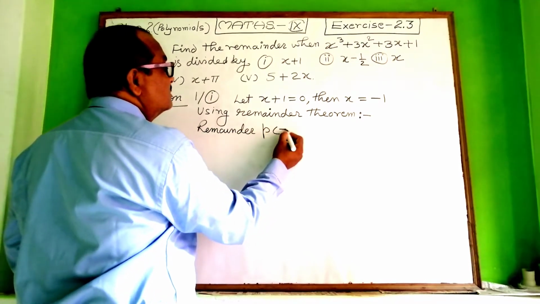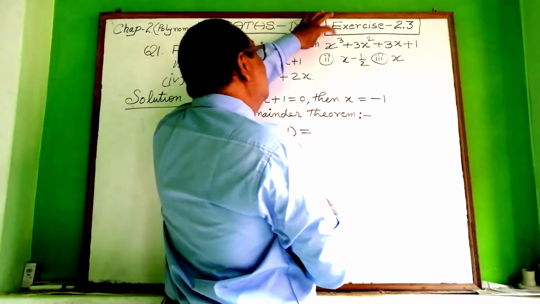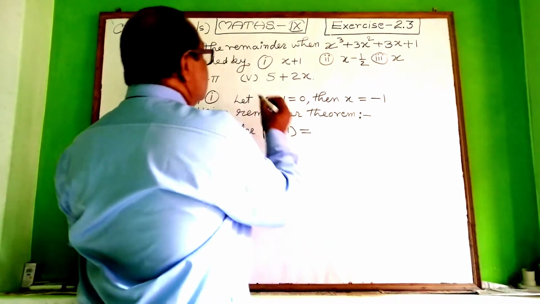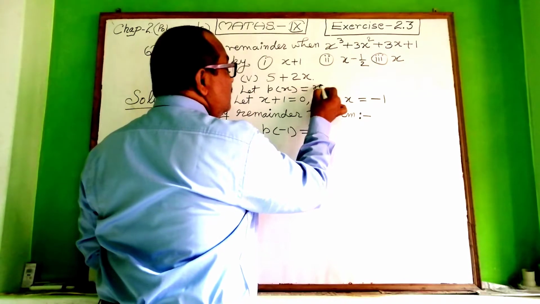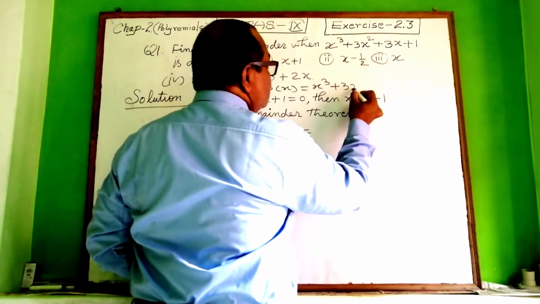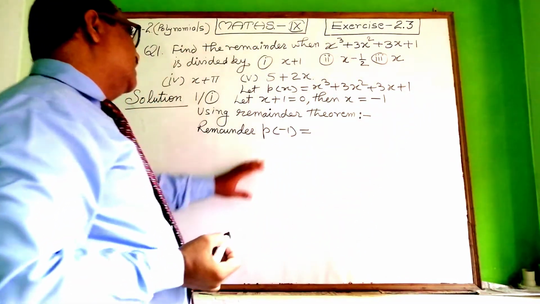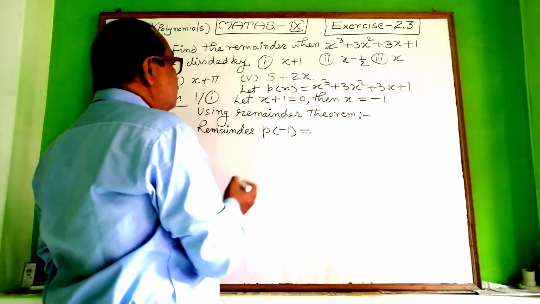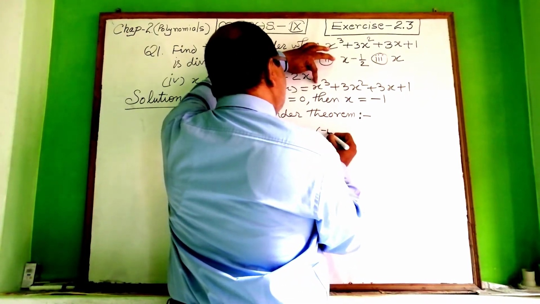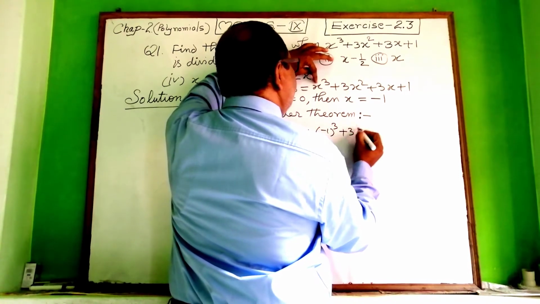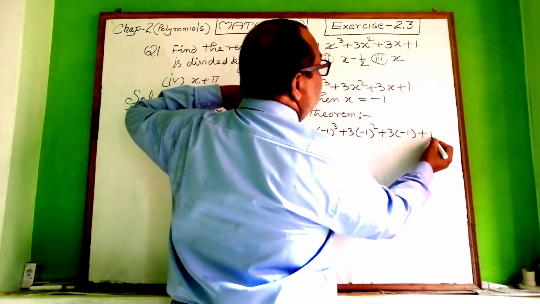remainder p(minus 1). Now putting the value here, this is p(x). First you consider let p(x) is equal to the given polynomial x cube plus 3x square plus 3x plus 1. Now for finding the remainder we will find the value of p(minus 1). In place of x we can write (minus 1) cube plus 3 (minus 1) square plus 3 (minus 1) plus 1.